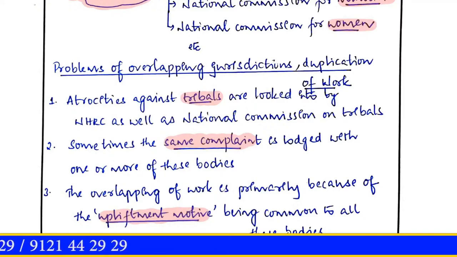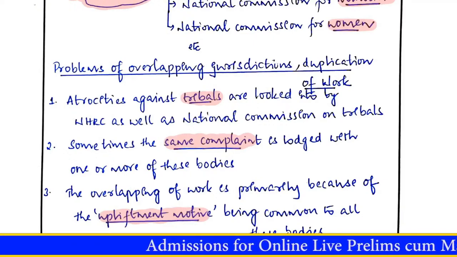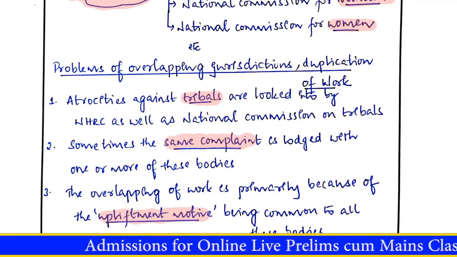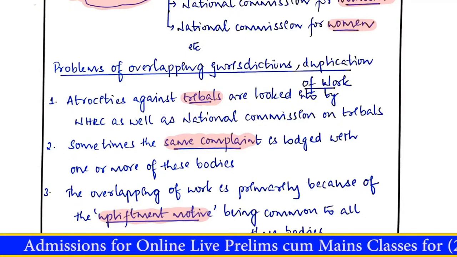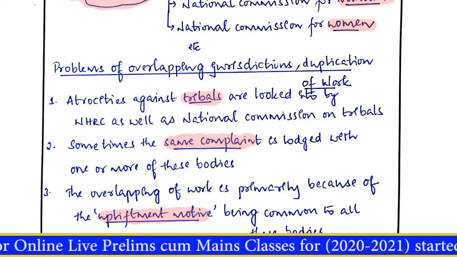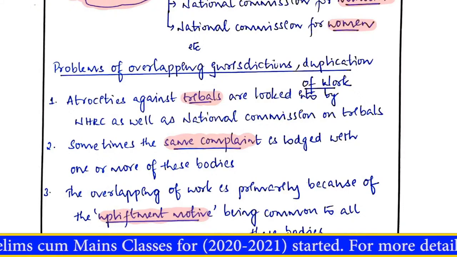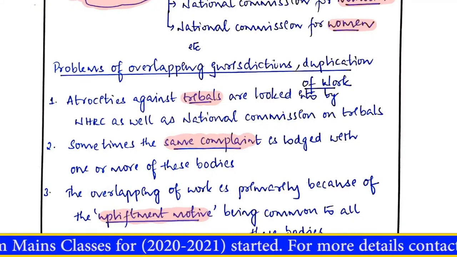So moving forward, the overlapping of work is primarily because the upliftment motive being common to all these bodies. So this is a generic point which is usually given when you have less to talk about, as in when you have less solid points to write. So what he's trying to essentially say here is the following. Look, all these commissions have the same motive, as in they want to uplift the human dignity of a person. And because this is common to all these commissions, there is some overlap is what he is trying to tell us. Not a very good point, but it is a gap filler.